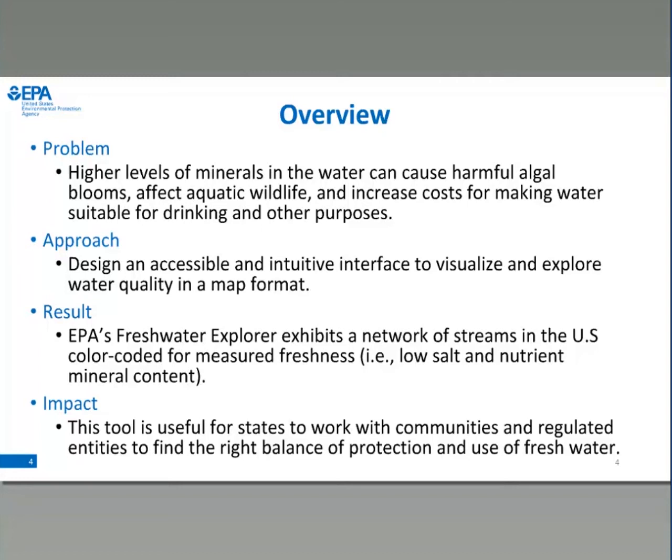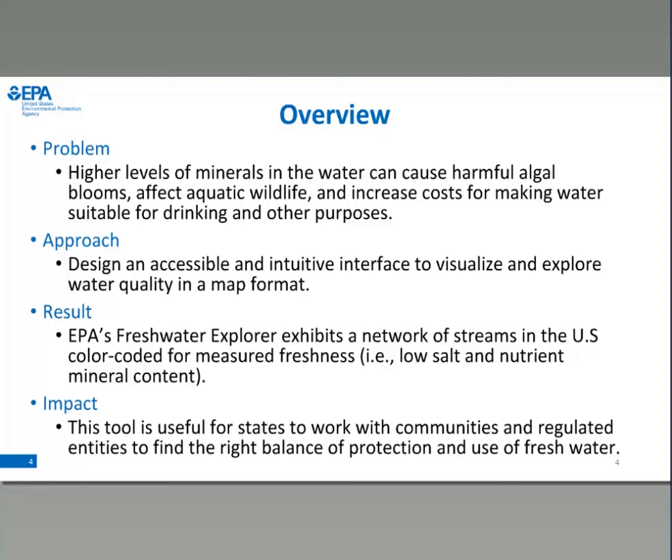So first of all, what was the problem that we were interested in? We knew that there were higher levels of minerals in waters and that this could cause harmful algal blooms, especially if it's phosphorus and nitrogen. It could affect aquatic wildlife for any of the parameters that could be potentially problematic, and increase costs for making water suitable for drinking and other purposes.